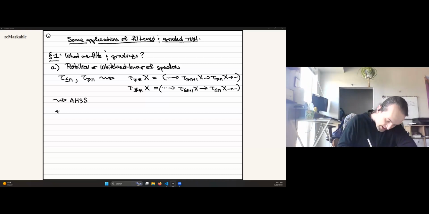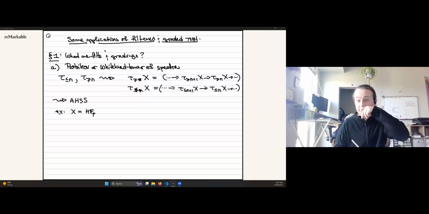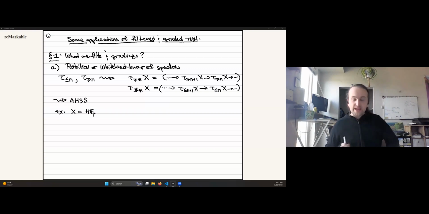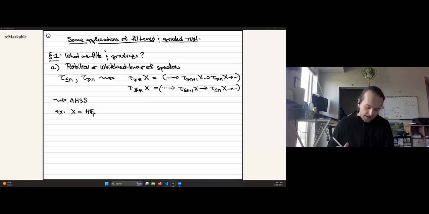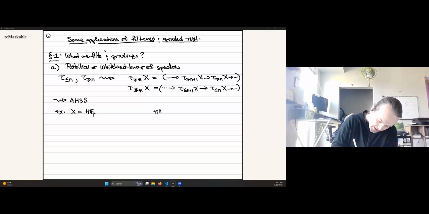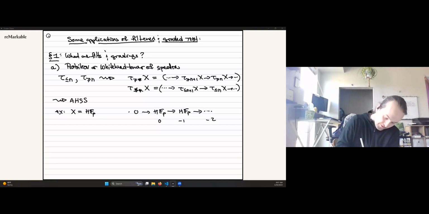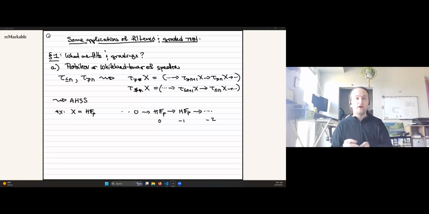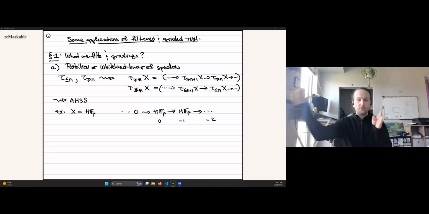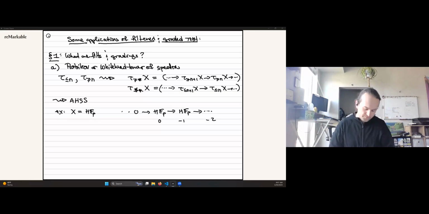So for instance, if X is something like HFP, or more generally some Eilenberg-MacLane thing, then the Whitehead tower is going to look pretty boring. It's basically going to look like HFP sitting in degree 0, and then the same thing in degree -1 and -2 and so on. And then it's going to be 0 going up this way. So it's sort of constant on 0 and all the negative integers.